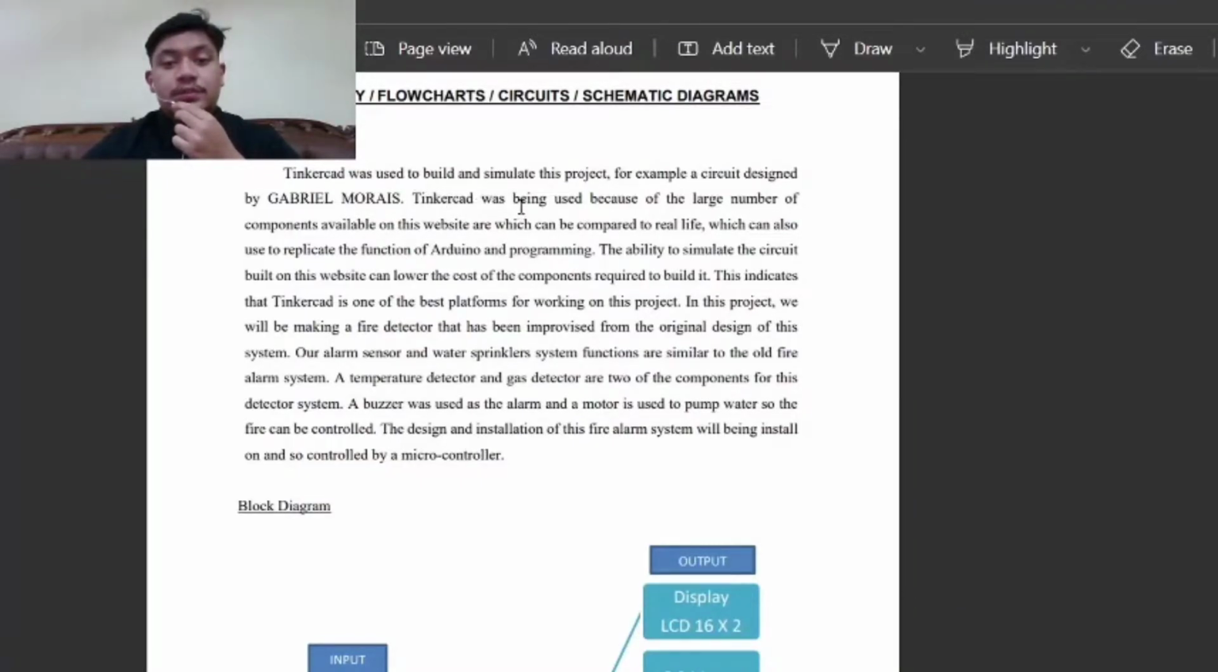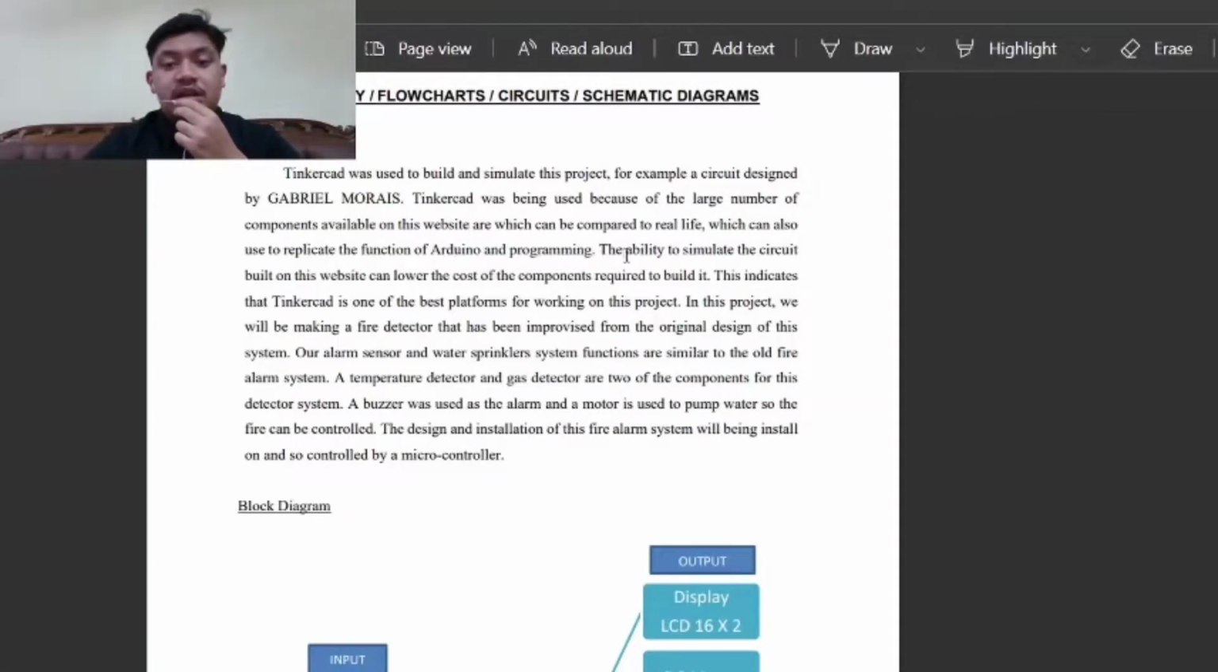Next, Tinkercad was being used because of the large number of components available on this website, which can be compared to real life. So we use Tinkercad because the number of components that we can use in the simulation that are really similar to real life is large, so it is easy for us to make our project, which can also be used to replicate the function of Arduino and programming, as I said earlier.